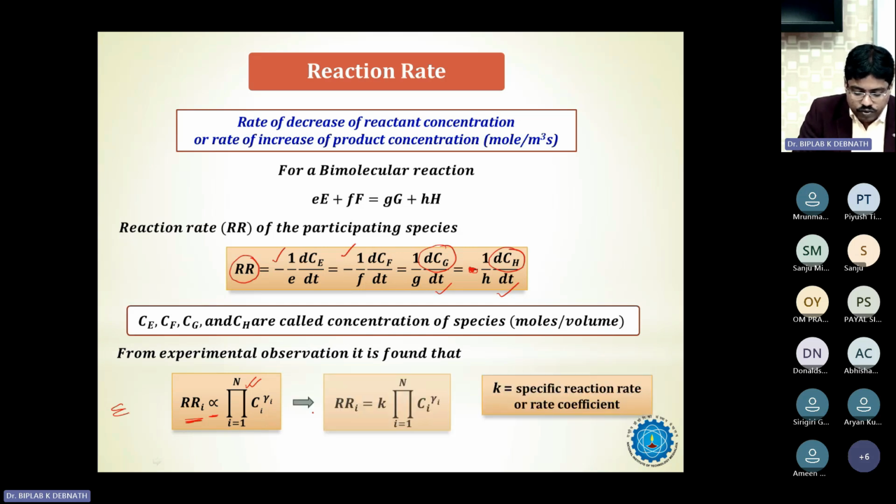So if there is a proportionality sign, then we can introduce an equal to sign in this particular equation, where we have to bring one constant. This constant, small k, is called the specific reaction rate or rate coefficient. The specific reaction rate or rate coefficient is very important, especially when you want to understand what conditions are occurring in an elementary reaction. For an example, we know 2H2 plus O2 is equal to 2H2O.